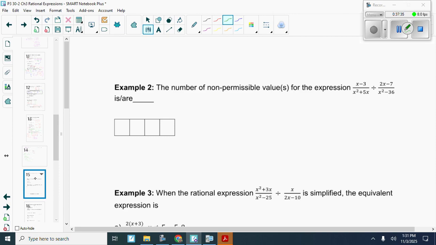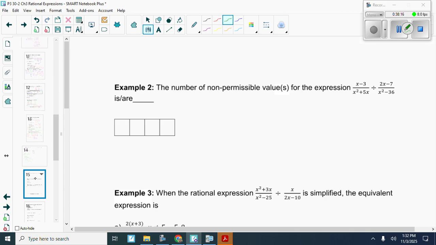All right. Example number 2. This is something that you would see as a numeric response question. So just be careful when you're reading it. It wants to know the number of non-permissible values, not actually what they are, just how many there are. We had a similar type of question when we were doing multiplication. But in order to figure that out, you have to go through the majority of the steps. You still have to factor, because that will help you pull out your NPVs. Because it's a division, you still have to multiply by the reciprocal to check for any new NPVs introduced because of the new fraction.